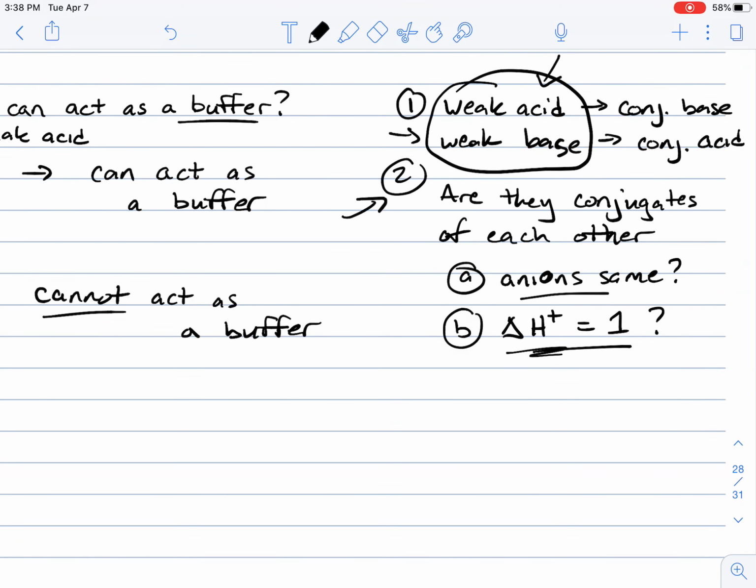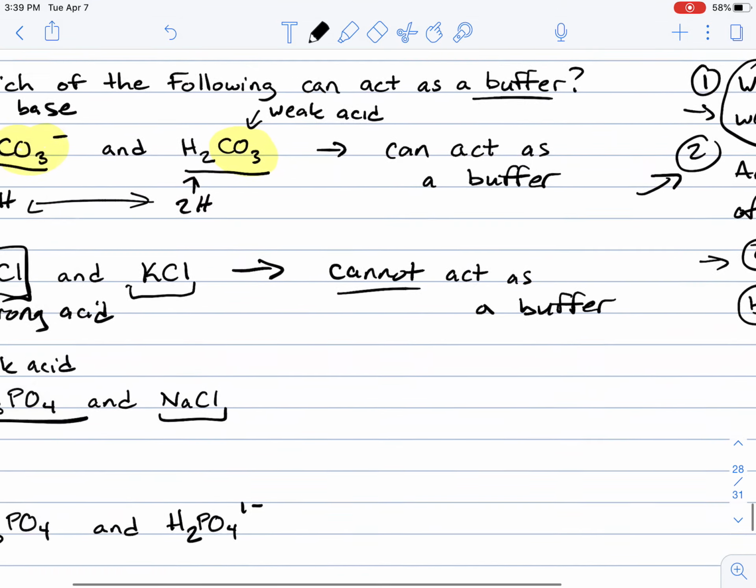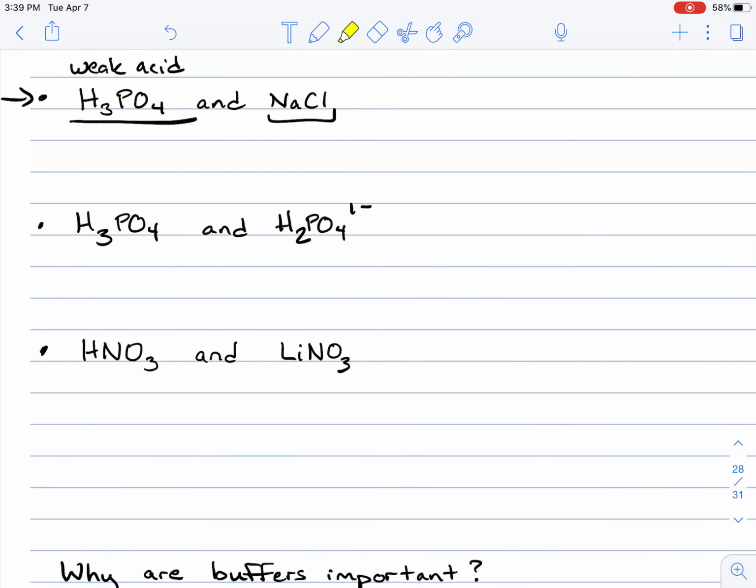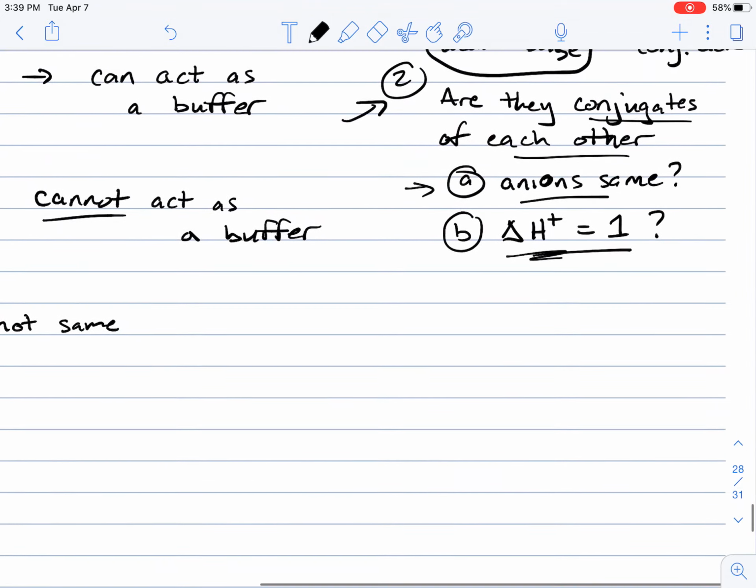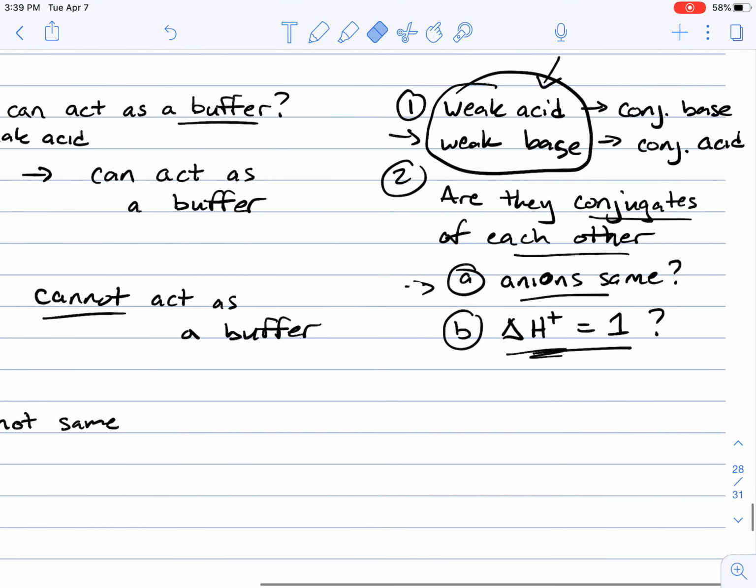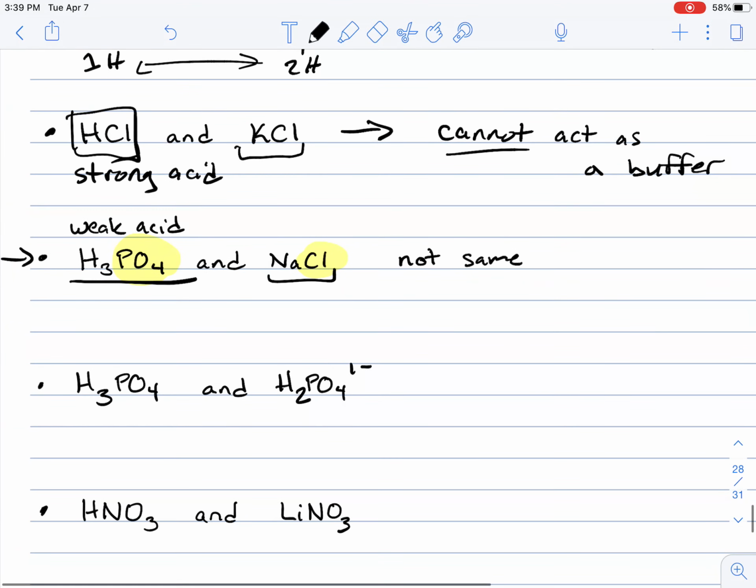If we're looking at rule number 2, are they conjugates of each other? The first part to this: are their anions the same? If you look at the anions, phosphate and chloride are not the same. And so if they're not the same, then we're just going to put an X. Once we have one X, we do not need to continue further. This has already failed one of these questions, and if it fails one, then automatically we can say that this pair of compounds cannot act as a buffer.